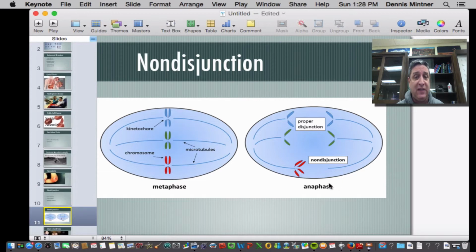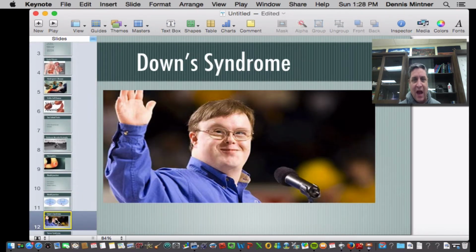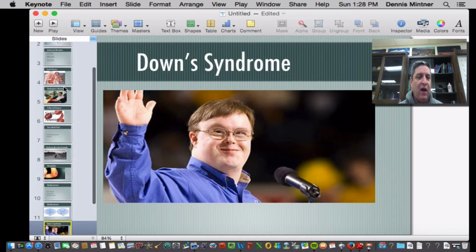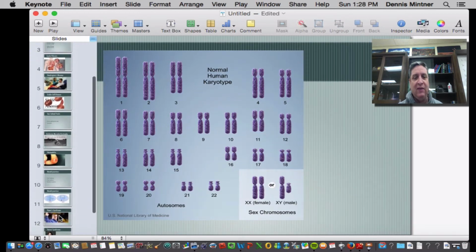Okay, typical diseases that we're going to talk about that have non-disjunction are Down syndrome. In Down syndrome, you get an extra 21st chromosome. So if I go back up here and I look at the 21st chromosome, there's supposed to be 2. I get a third one. If I get 3 chromosomes at chromosome 21, I get Down syndrome.